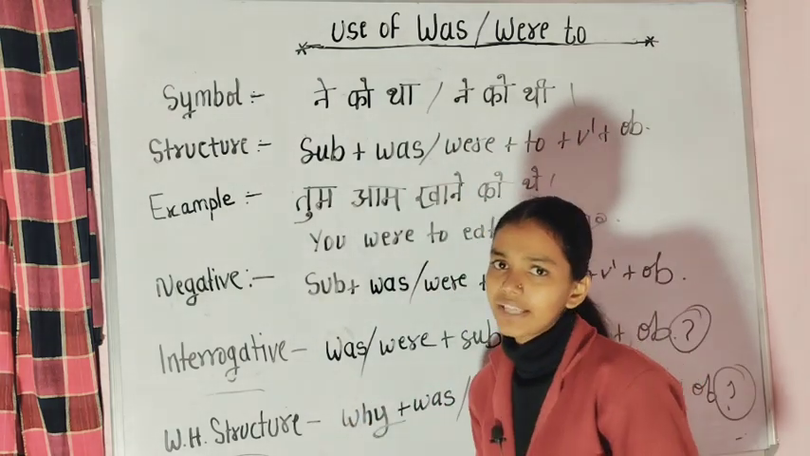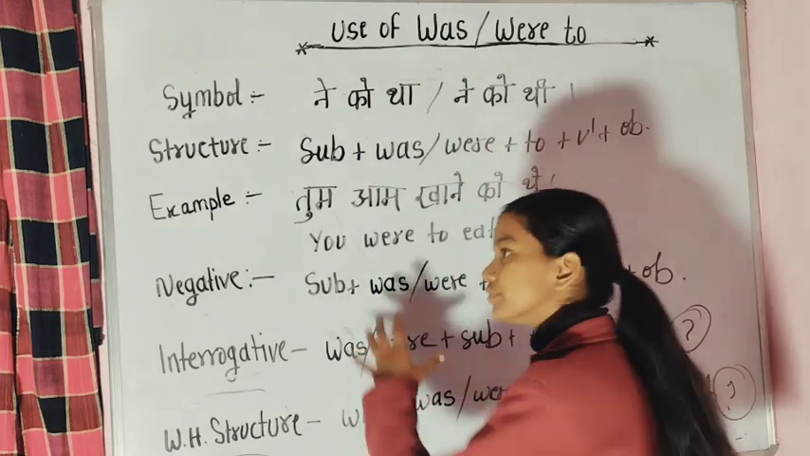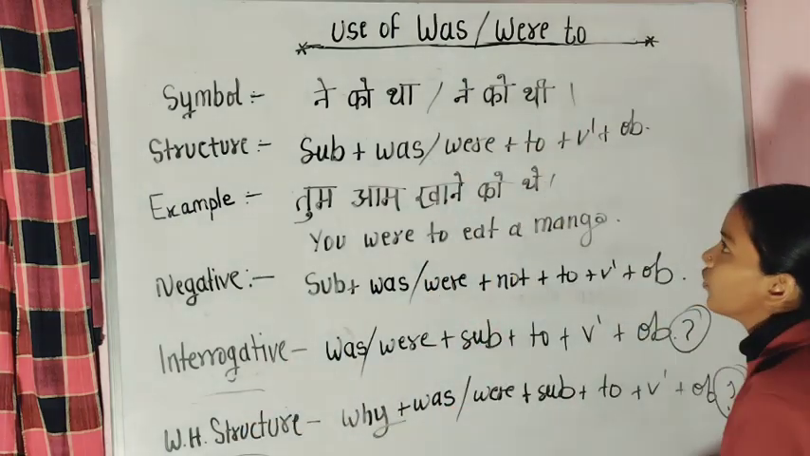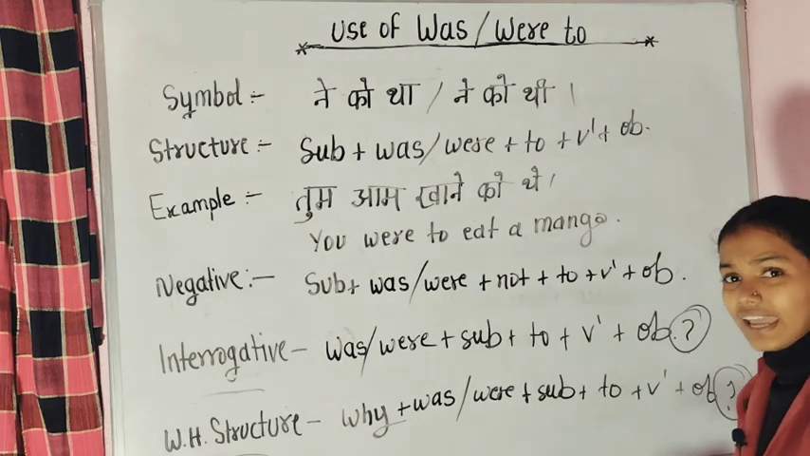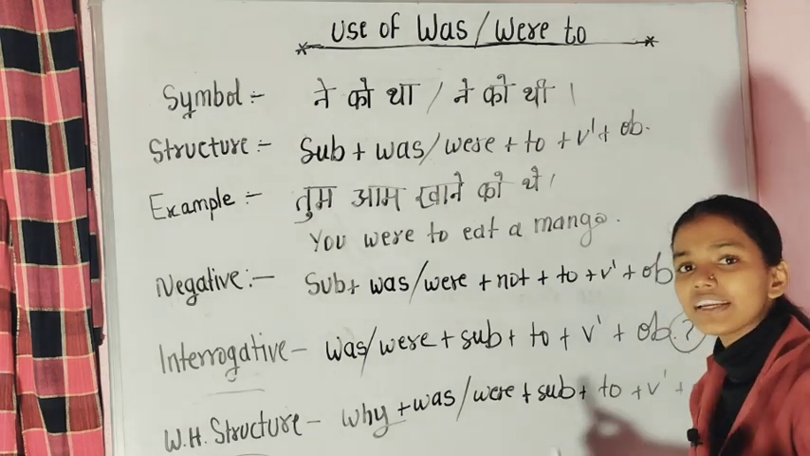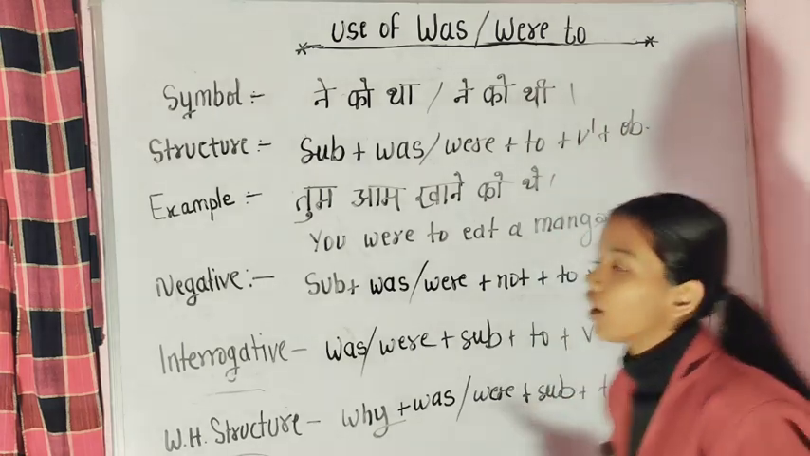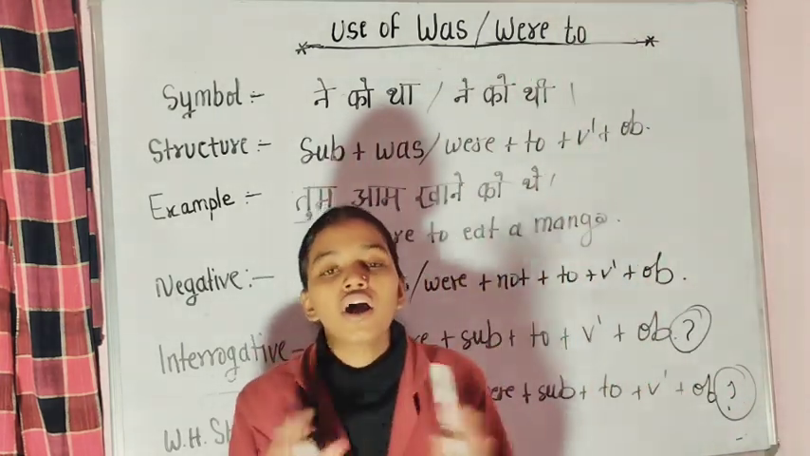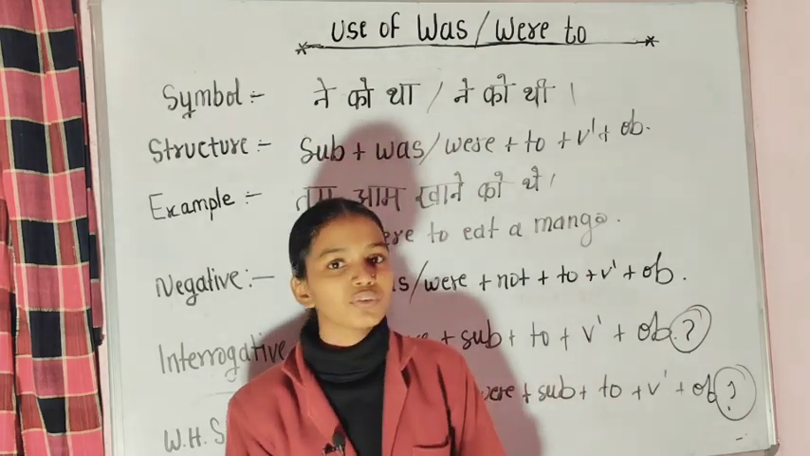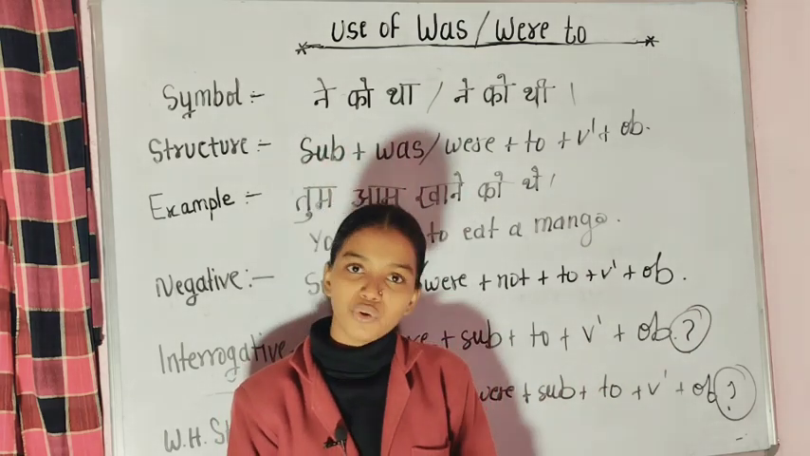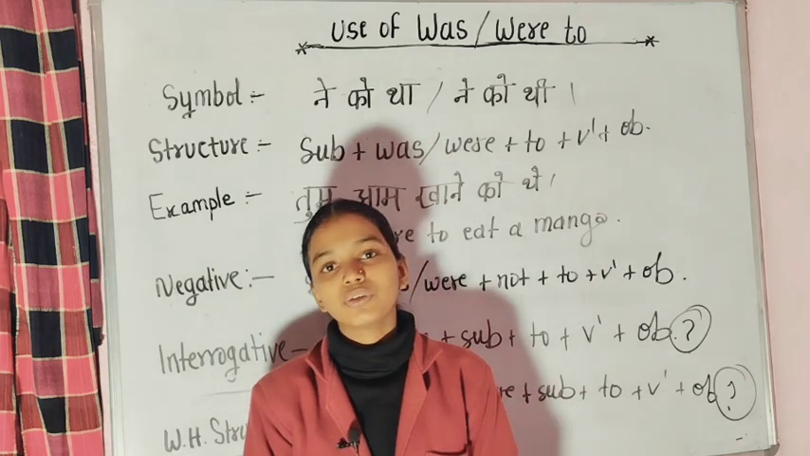You are thinking, only one example for these modal verbs? Can we not use another example of was, were, to? Of course, you can use lots of examples of was, were, to. Okay, so let's move to the next topic.